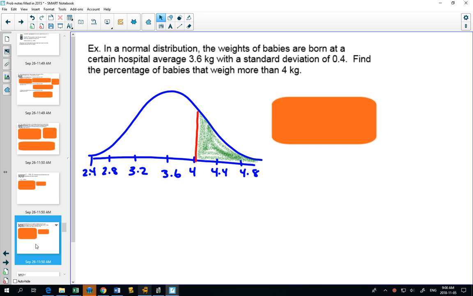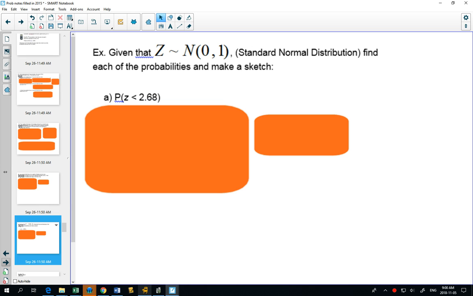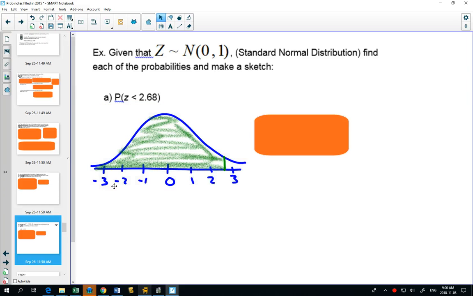So now in our next example, we want to find the probability that someone has a z-score less than 2.68. So if we draw a picture with our z-scores, which is our standard normal distribution, the mean of 0, our nice bell curve, 3 standard deviations above and 3 standard deviations below. We want to find the probability that it's less than 2.68.